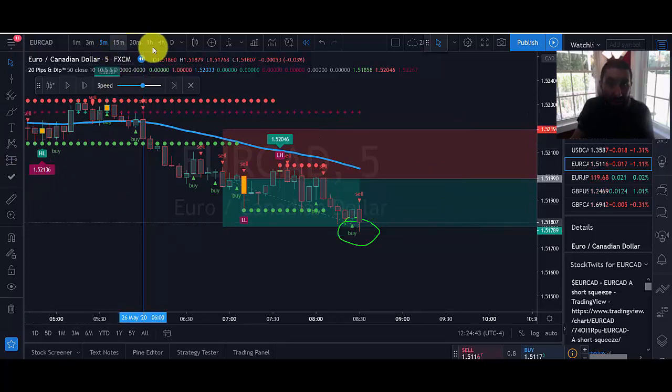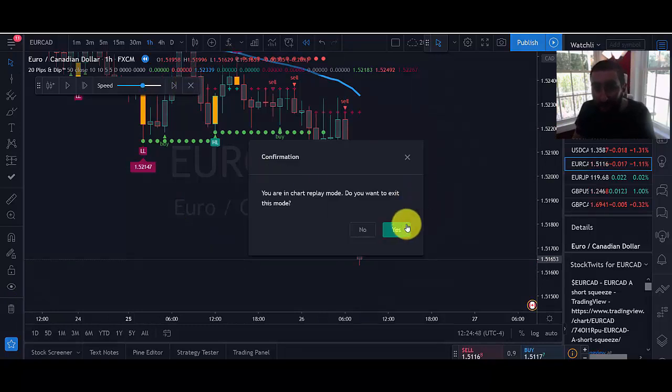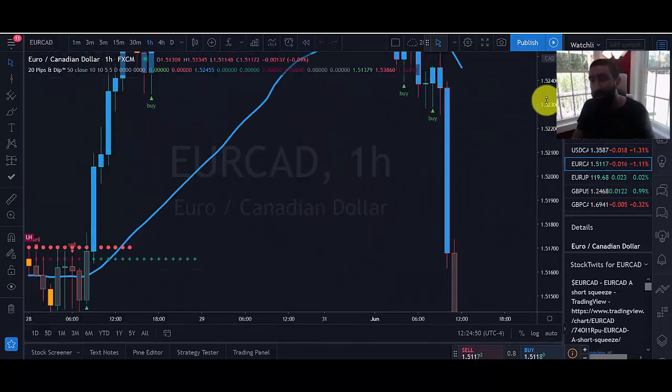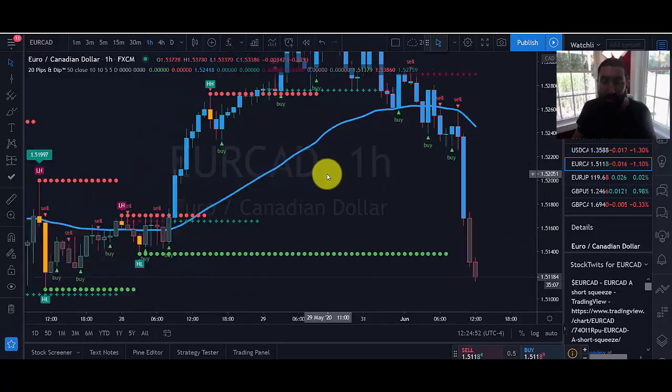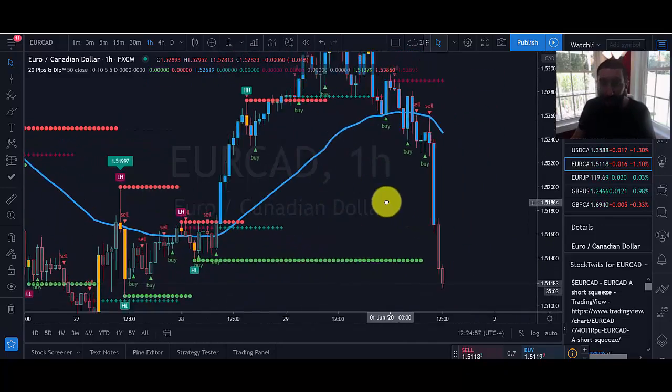All right, now let's go back to the 1 hour time frame. Let's clear all this up. Let's get rid of the replay indicator. All right, let's clean this up a little bit. All right, so that was a seller's market example. Now let's do a buyer's market example.